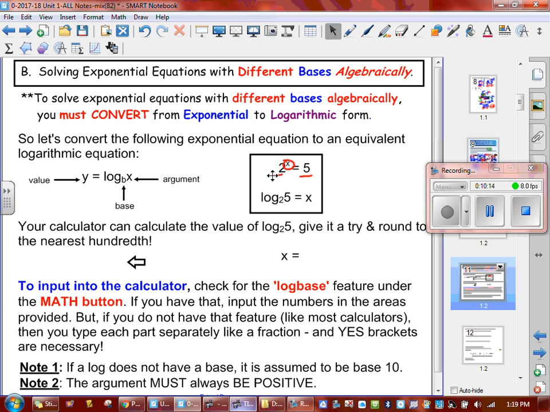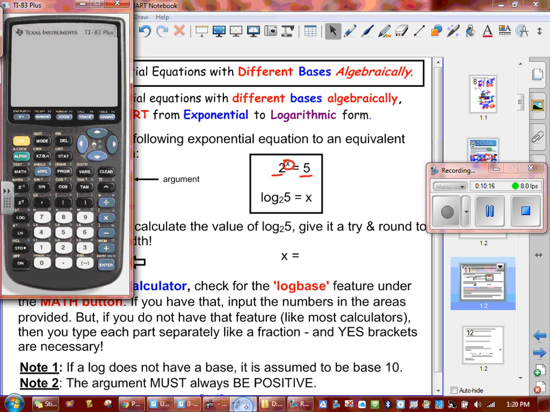So in my calculator, if I wanted to solve this the same way I did the one on the calculator, I would go into my y equals and change what's there. I would clear it out and enter 2 exponent x. Then I'd go to the bottom, clear it out, and put the 5. And then I would hit graph.